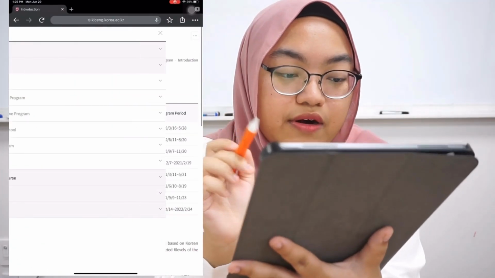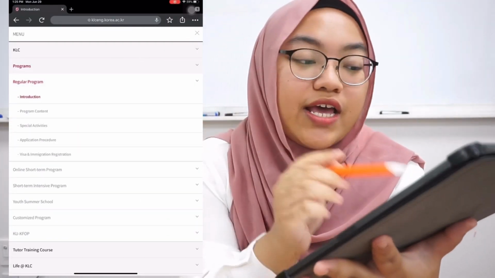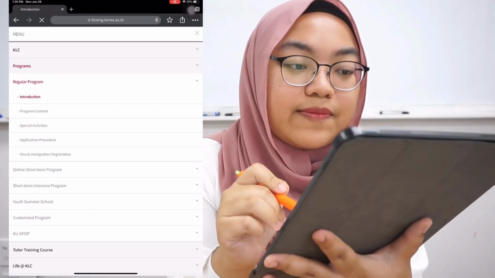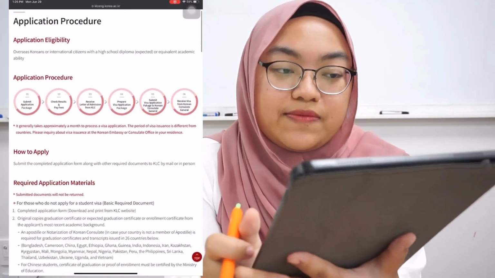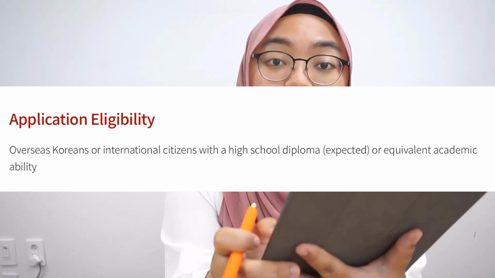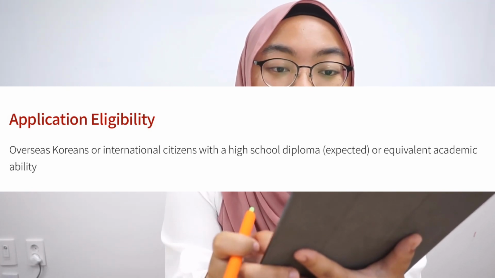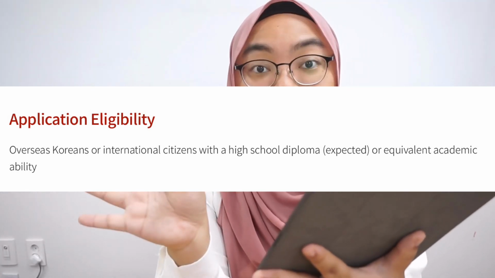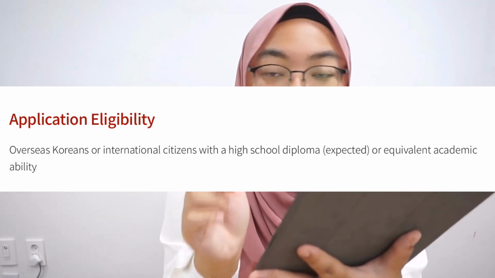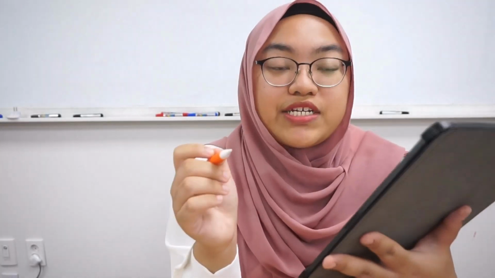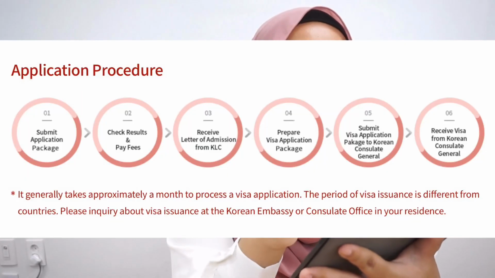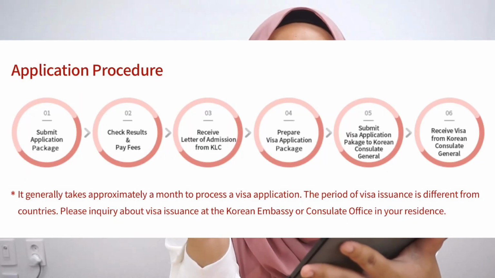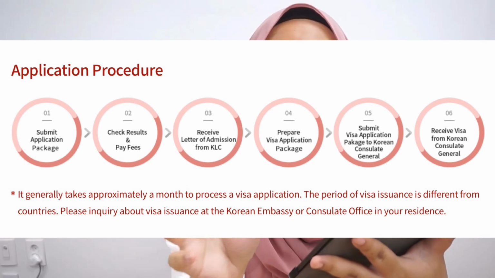Now you go back to the regular program and application procedure. Let's press this. Alright, application eligibility: overseas Koreans or international citizens with a high school diploma or an expected high school diploma, like graduating from high school, or equivalent academic ability. For the application procedure, I'm just going to explain it to you a little. First of all, you need to prepare the application package.